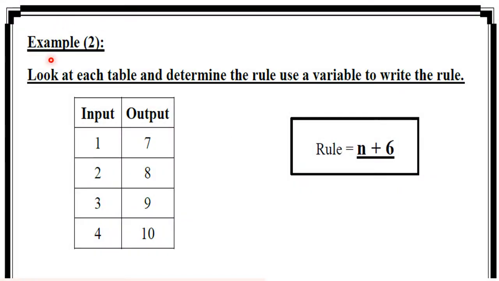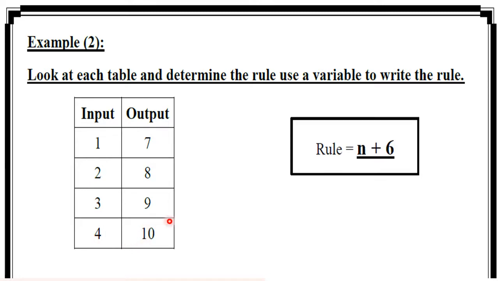Now, in example 2, look at each table and determine the rule. Use a variable to write the rule. Here we have this table. We have here the input and the output. Our input is 1, and output will be 7. Input 2, it will be 8. 3, it will be 9. 4, it will be 10. So we need to know the rule.